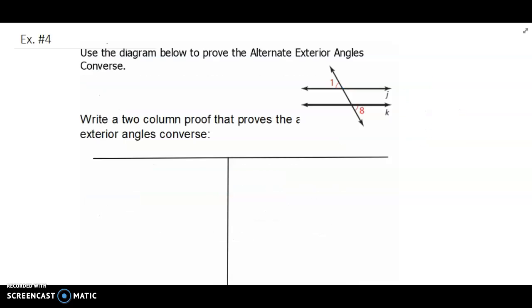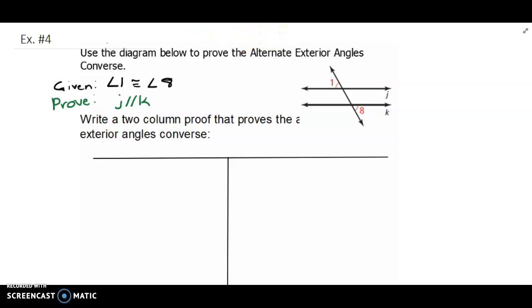All right, I'm going to help you get started with this one, and then I want you to try to work it through on your own. So it says, use the diagram below to prove the alternate interior angles converse. We're given that angle 1 is congruent to angle 8, and we want to prove the alternate interior angles converse, which would just tell us that J is parallel to K. So I'm going to pause this. I want you to try to work through it the best you can, and then we'll go over it.